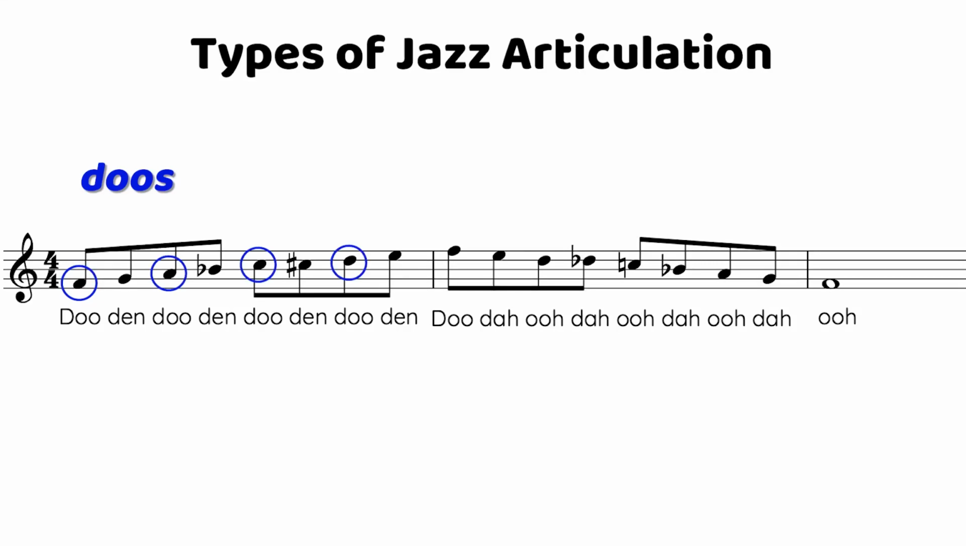This then leads us to the question: what does jazz articulation sound like? And we can break this down into do's, dens, and das. These words each correspond with different beats and different offbeats that we articulate. Now, to help us internalize these sounds, we need to understand why each of these sounds are used for different beats.